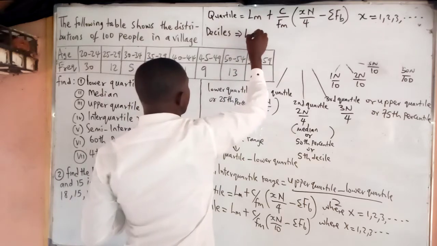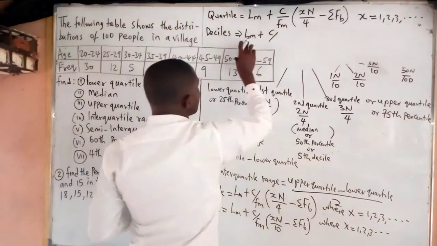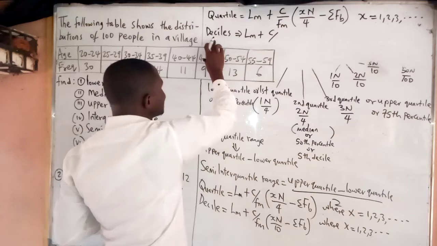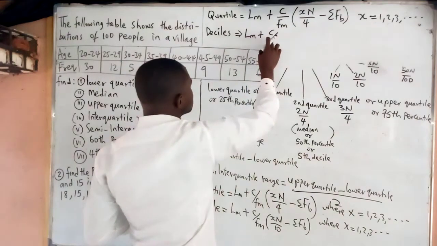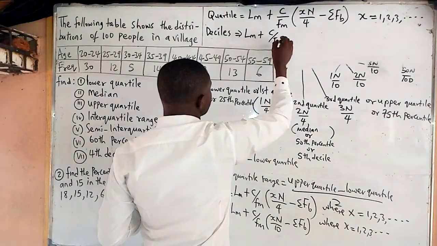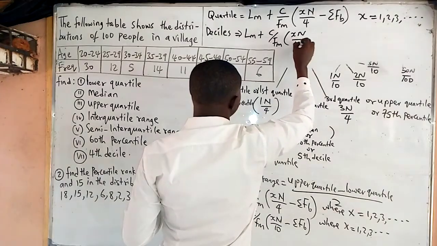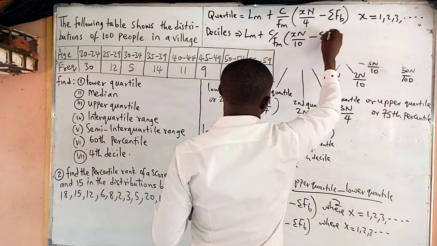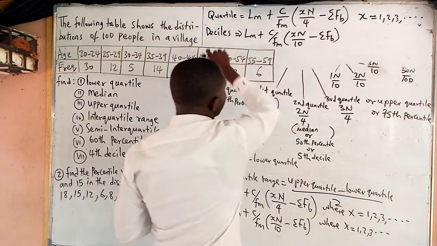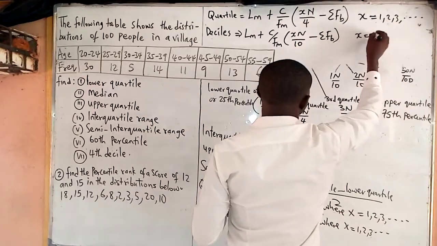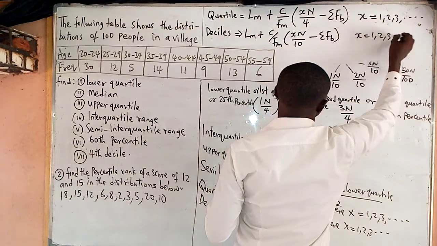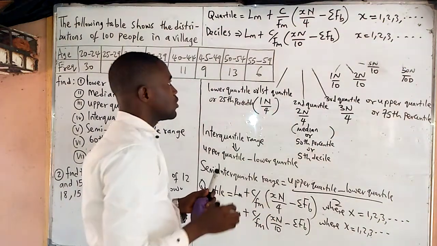we have LM plus C all over lower class boundary of the decile class plus class width all over the frequency of the decile class, bracket xN all over 10 minus the summation of frequency before the decile class, where x ranges from 1 to 9, etc. Okay?